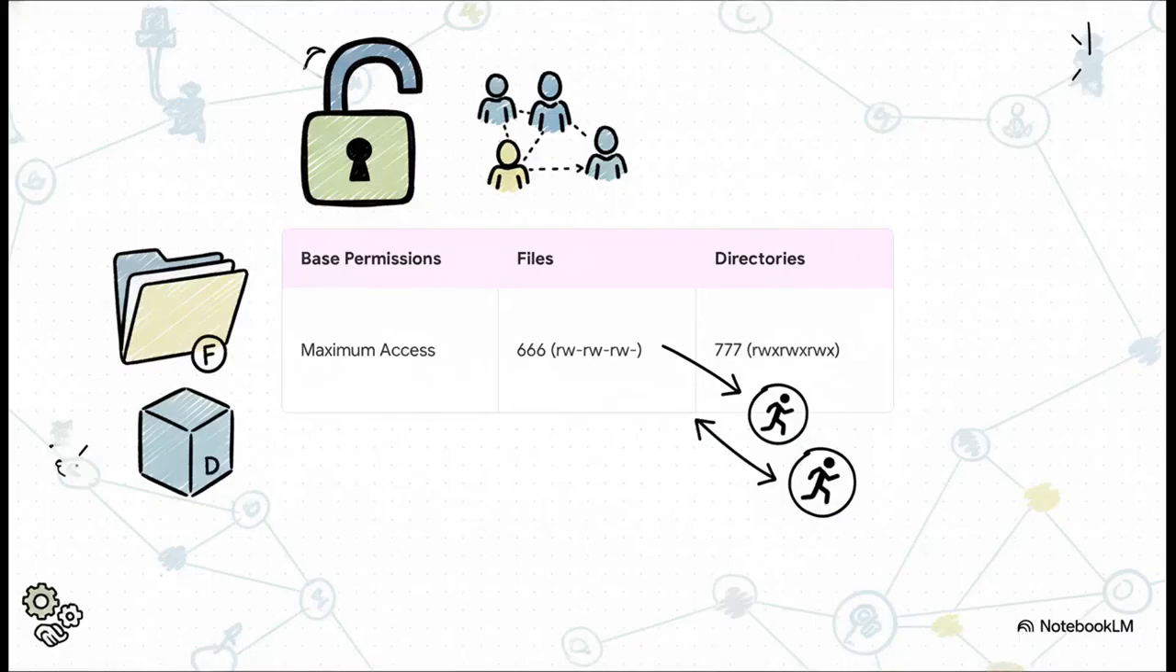To get what UMask removes, you have to know where Linux starts. The system begins with a set of base or maximum permissions. For files, that's 666, which means read and write for the owner, the group, and everyone else. For directories, it's 777, which adds the execute permission for all three. This is basically wide open access before any restrictions get applied.